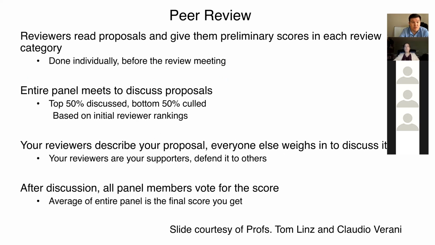With respect to the peer review process, the reviews are done individually. What this means is each reviewer writes his or her own review and then submits it to the funding agency. Once the reviews are collected and processed, they get ranked. The top 50% of the applications are discussed. The bottom 50% are not even discussed at the panel. And then the panel meets and discusses the best applications, so to speak, in the package.